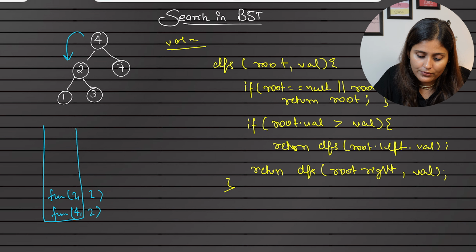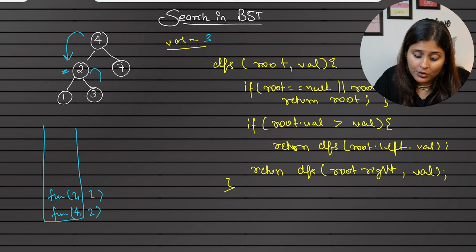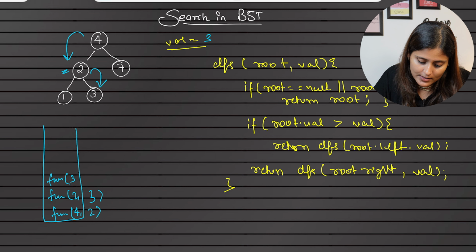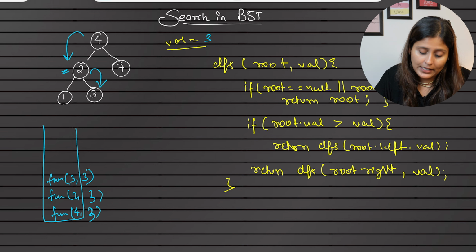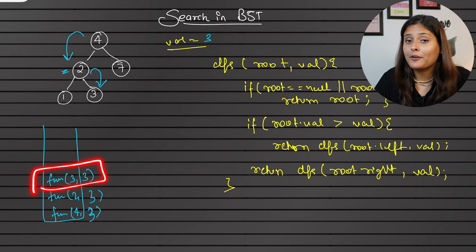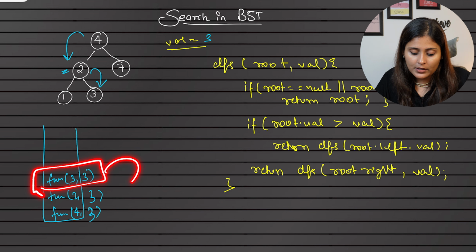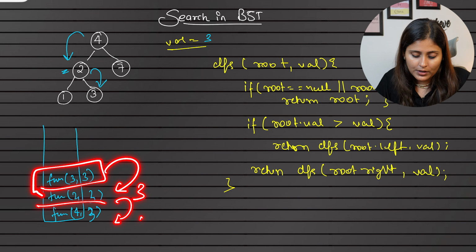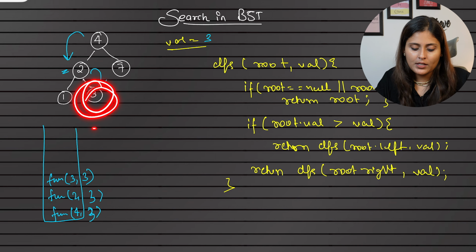Suppose we were supposed to find 3. Now what will happen? After 2, we'll check, 3 is greater, so we have to go towards the right side. So we'll again call function 3, 3. Okay, function 3 and 3. Now we'll say, yes, we have found it. So we'll return 3 from here. Now this will return 3 to this, and this final call will return 3. 3 means only subtree 3.